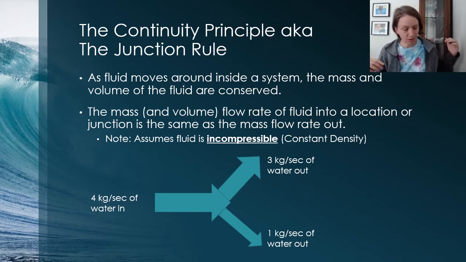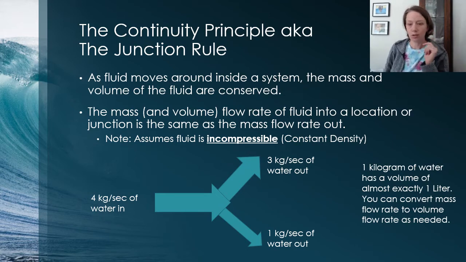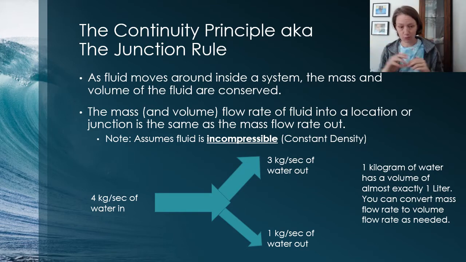We're not allowed to lose any water in our system. So if we shove a certain amount of mass into a junction, the same amount of mass every second, or mass flow rate, is going to come out of the other end. Incidentally, 1 kilogram of water has a volume of almost exactly 1 liter. So you can go back and forth between mass flow rate and volume flow rate really easily. I could have rewritten this slide, and instead of saying 4 kilograms per second, I could have said 4 liters every second went in, and then 3 liters every second come out of the top, and 1 liter goes out the bottom. So both mass flow rate and volume flow rate are going to be conserved in a junction.